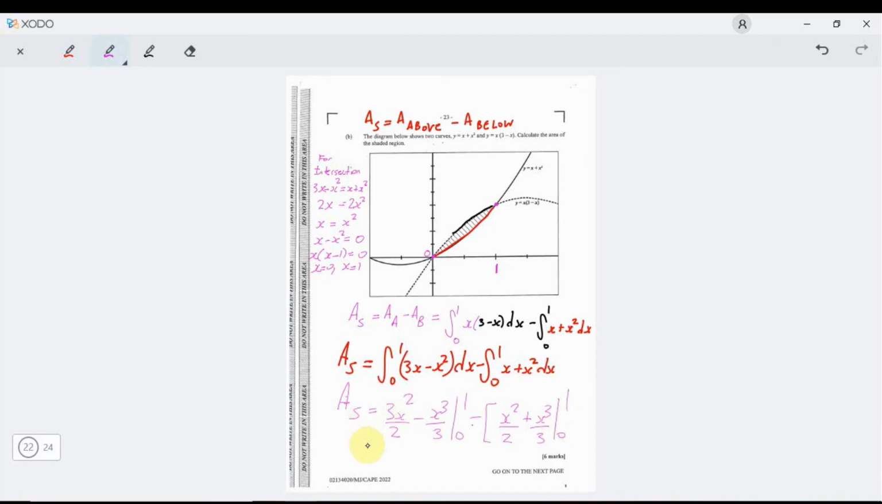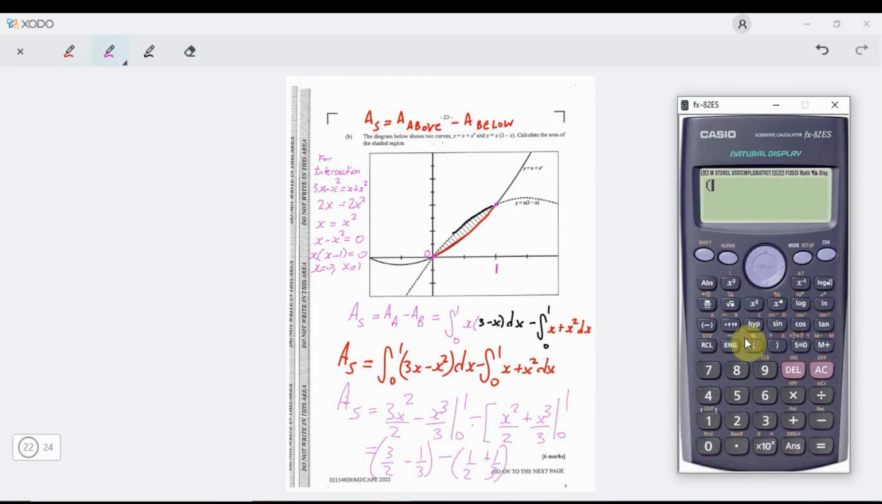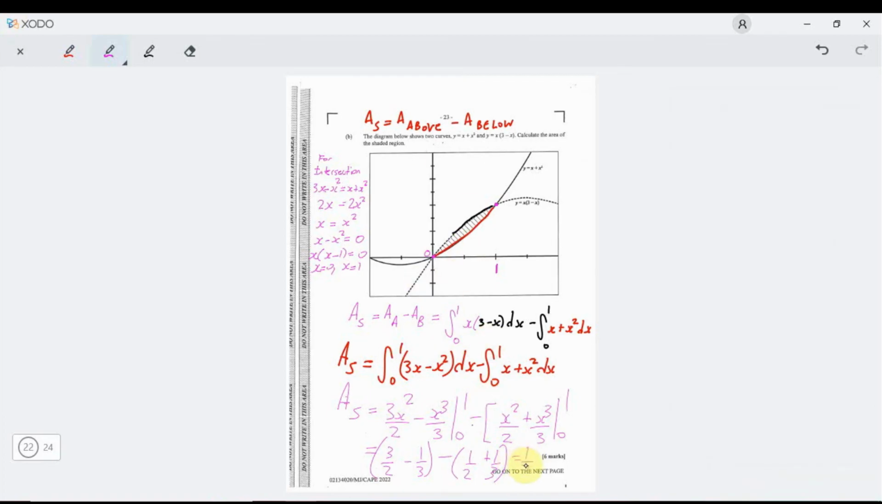You just need to plug in 1, right? So plug in 1, you get 3 over 2 minus 1 over 3. Plugging in 0 is going to be 0, so don't need to do anything. Minus over here, when we plug in the 1, we get 1 over 2 plus 1 over 3. Punch all of that in the calculator: 3 over 2 minus 1 over 3, close the bracket, minus 1 over 2 plus 1 over 3, close the bracket. And in that case, we get 1 over 3. That's the answer. So the area of the shaded region is 1 over 3.